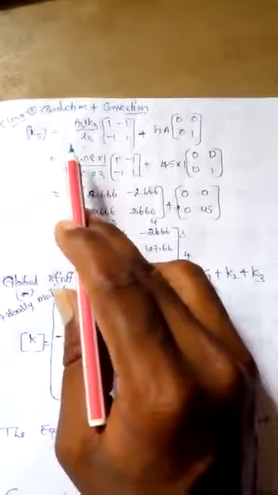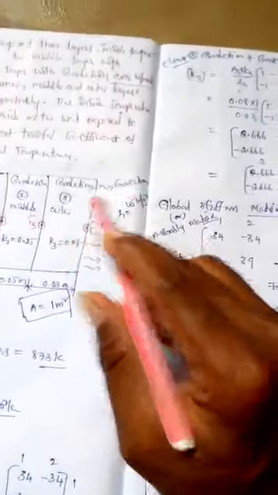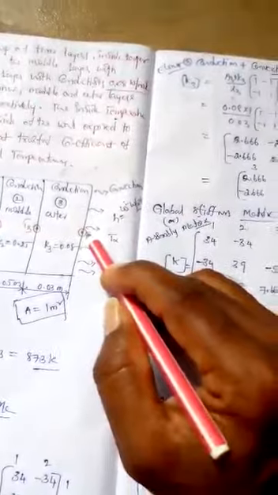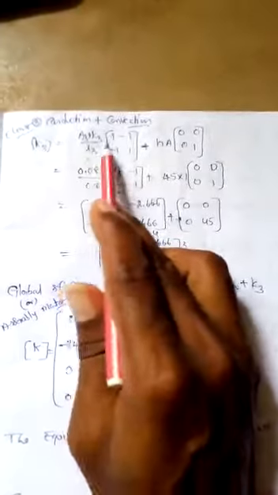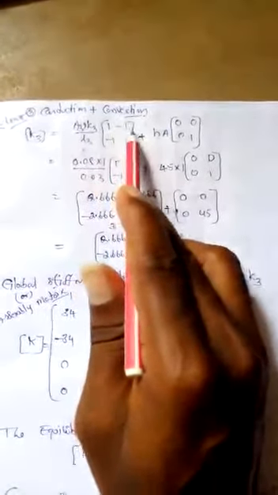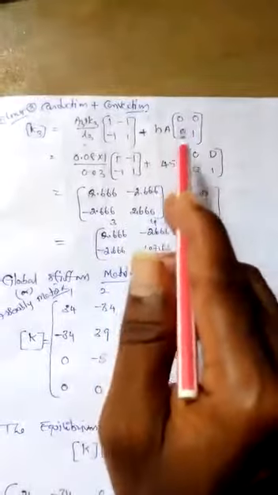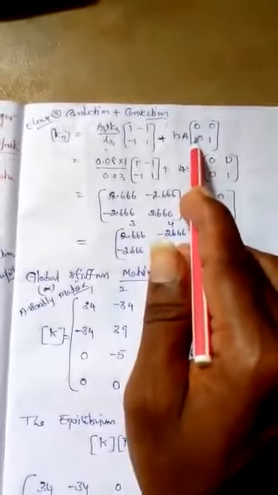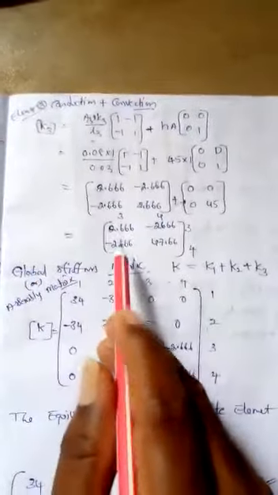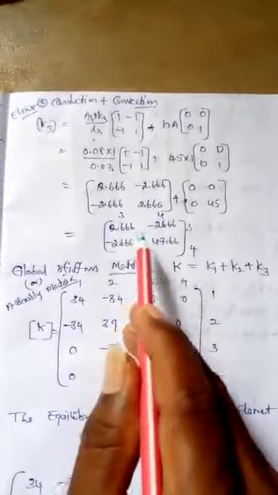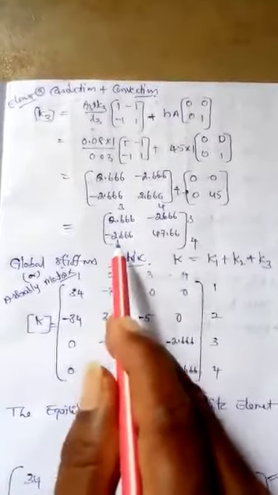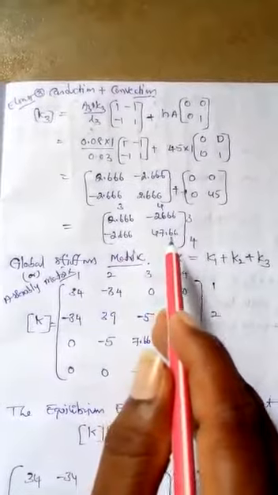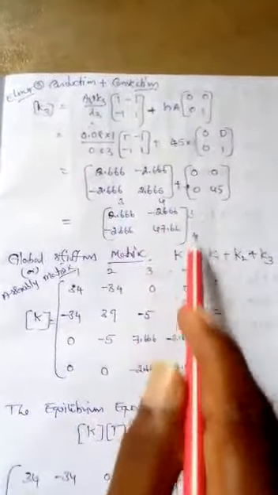Next, calculate the stiffness matrix for element 3. Element 3 has a conduction portion and a convection portion. The fourth node has conduction and convection. This is the equation of the stiffness matrix: A3 K3 divided by L3 times [1 minus 1; minus 1 1] plus HA times [0 0; 0 1]. The first is the conduction stiffness matrix and the second is the convection stiffness matrix. So K3 equal to [2.666 minus 2.666; minus 2.666 47.666]. Node 3, node 4.